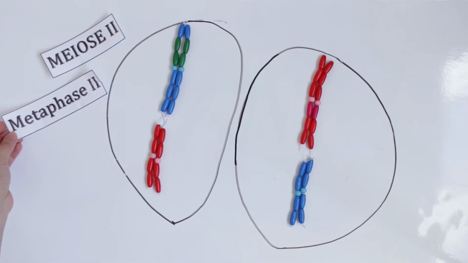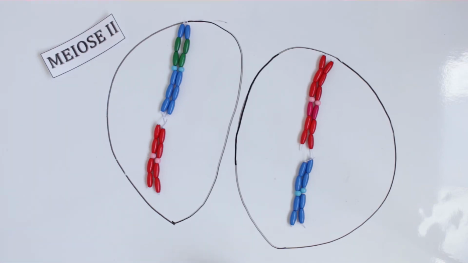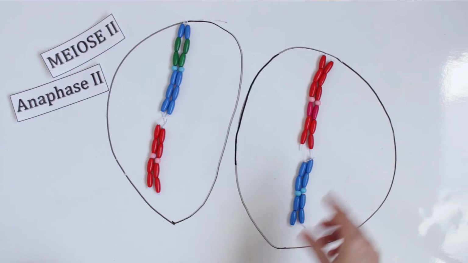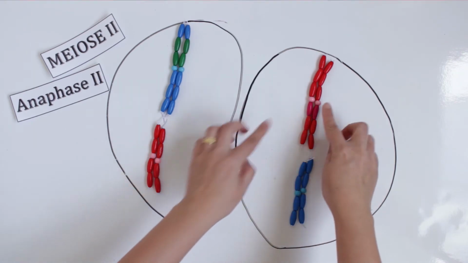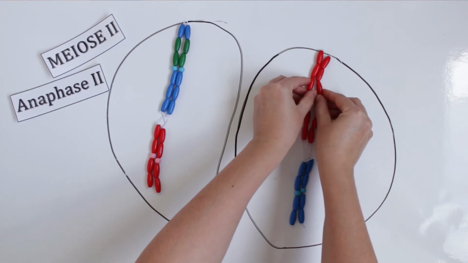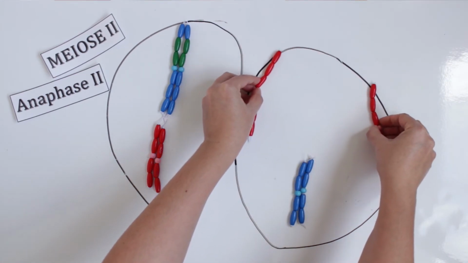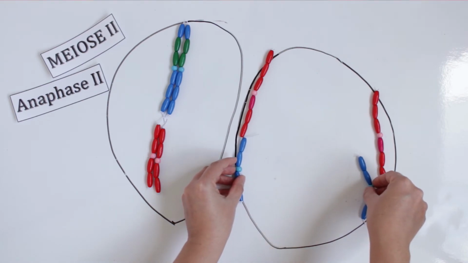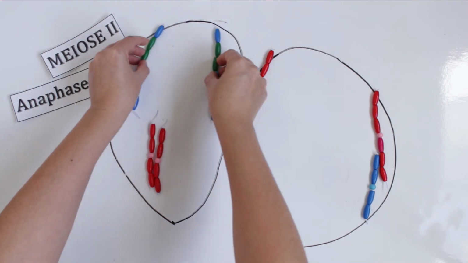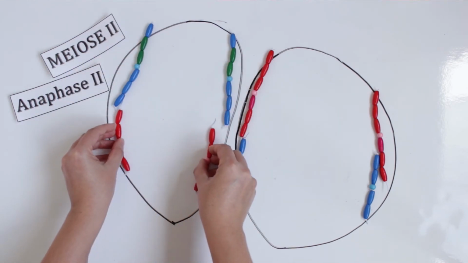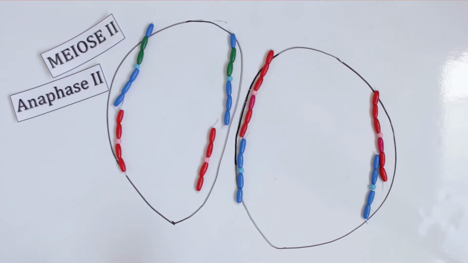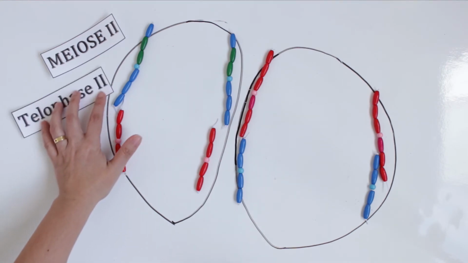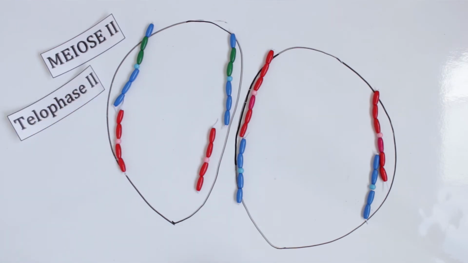After metaphase, what do I have? Anaphase. What happens in anaphase? Separation. Now what am I going to separate? My sister chromatids. So my sister chromatids, my copies, go each to one side of the cell. Here again. So I separate my sister chromatids. After anaphase, again, telophase 2 now.